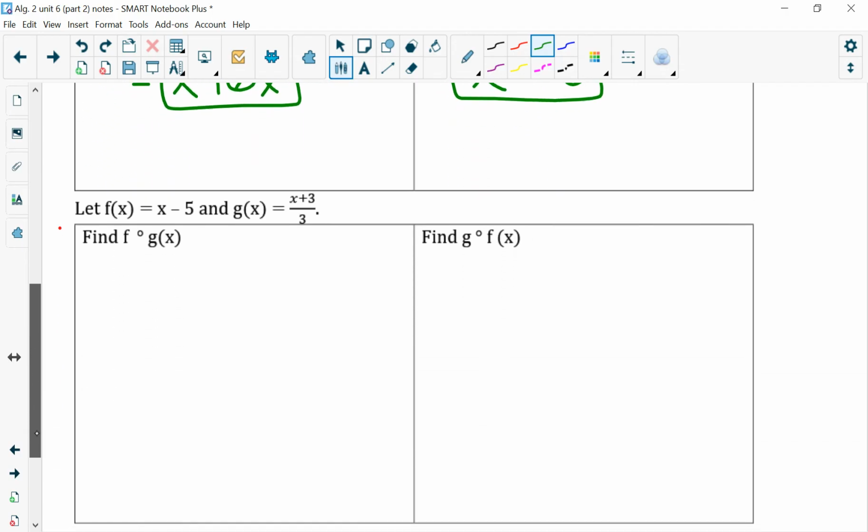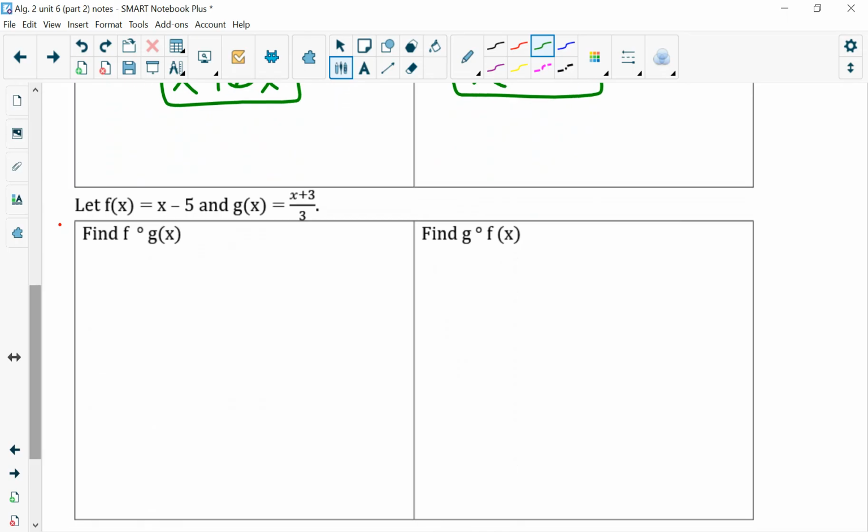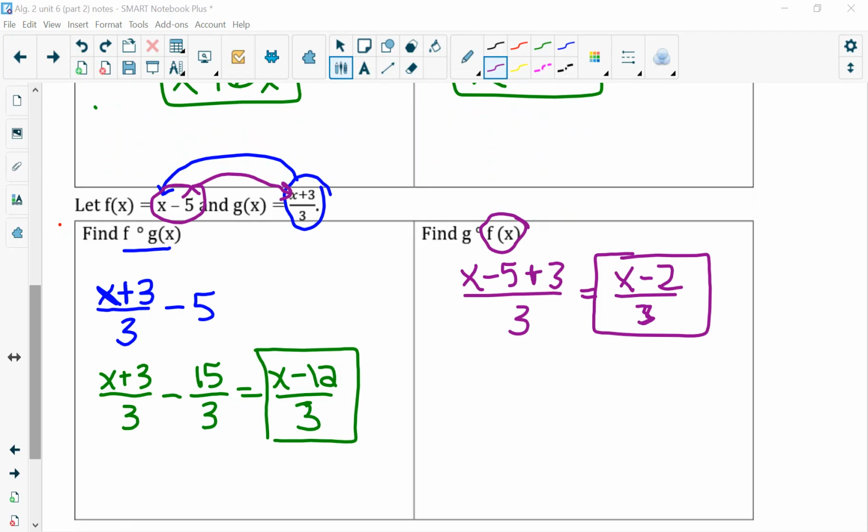All right. I would like you to try the next two completely on your own. Hit pause and then come back to check them. Hopefully, with the one on the left, you did simplify. If you didn't, take a look at what I did.